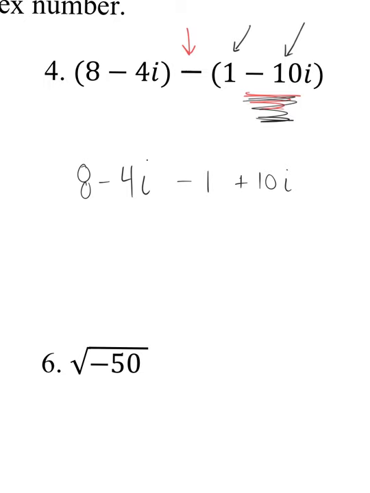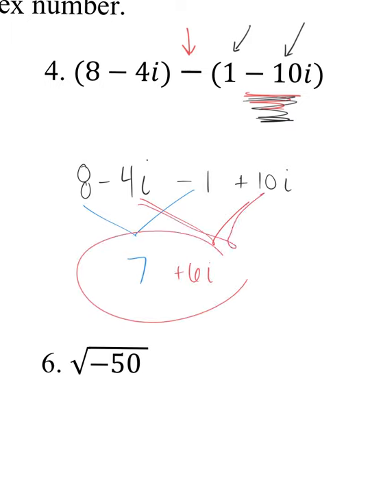And once I've done that, I can go ahead and combine like terms. So I have 8 minus 1, which gives me 7. And then I have negative 4i plus 10i, which gives me a positive 6i. Okay, so my final answer is 6 plus 7i.